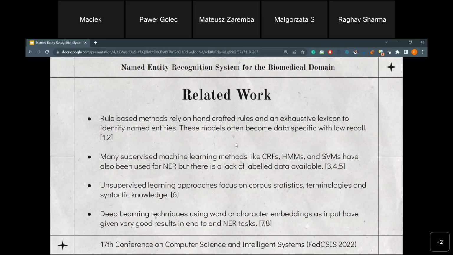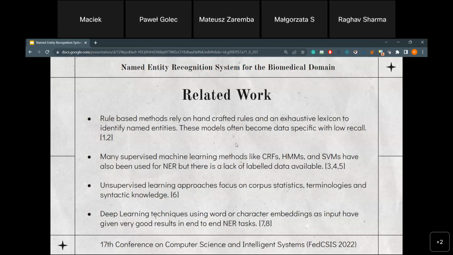Some of these approaches are rule-based approaches, which use handcrafted rules and also an exhaustive lexicon, and they use these to identify the named entities in biomedical text. However, these rules and lexicons make the model very data specific. So what happens is that whenever we change the source data, the performance of the model drops significantly.